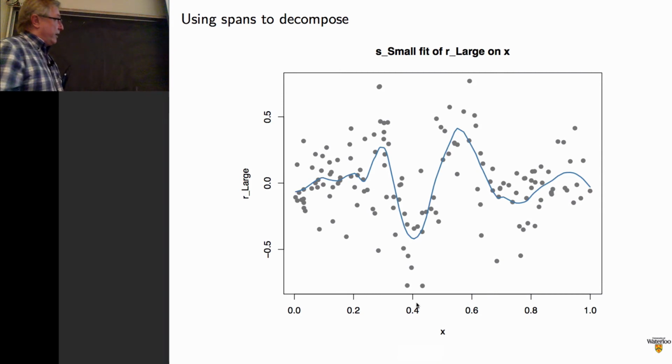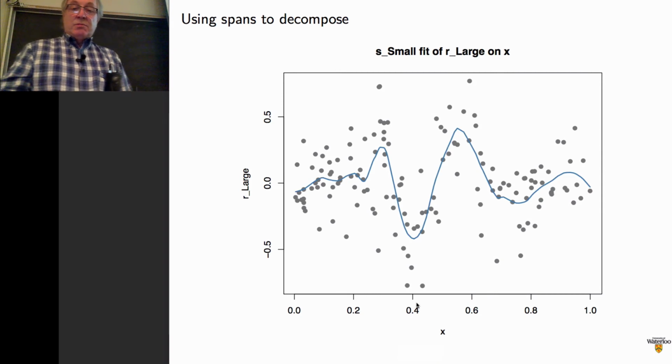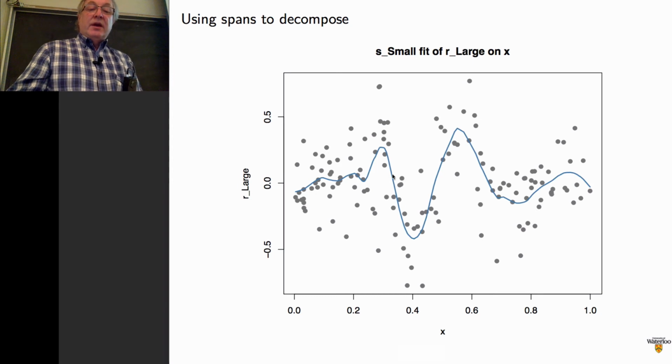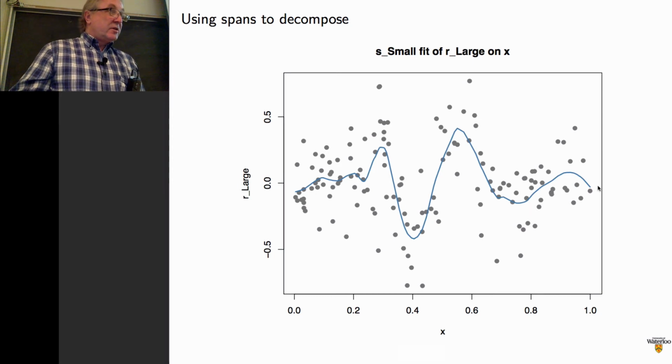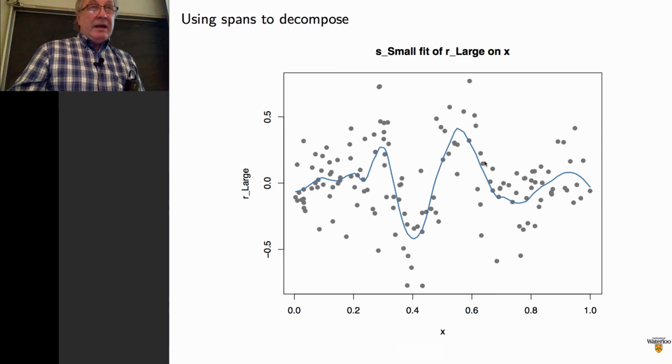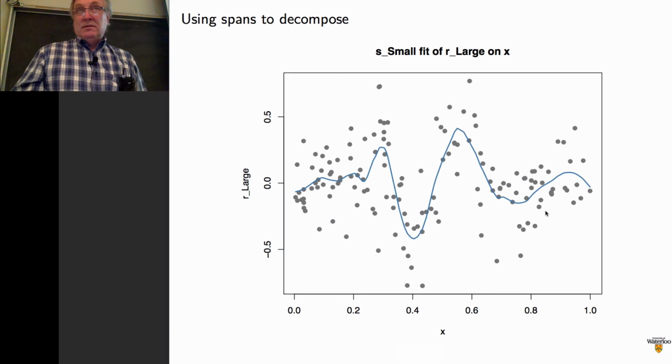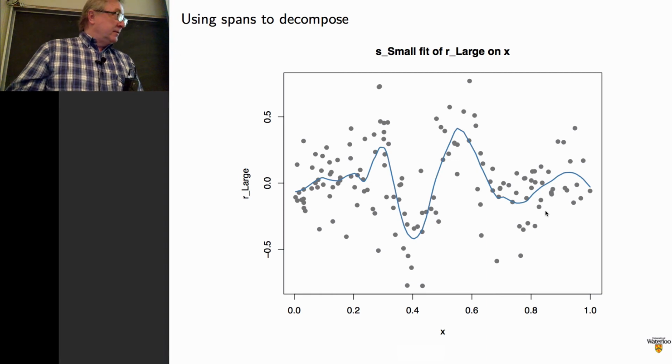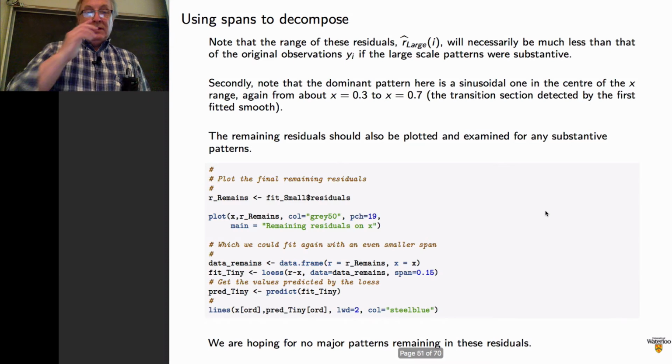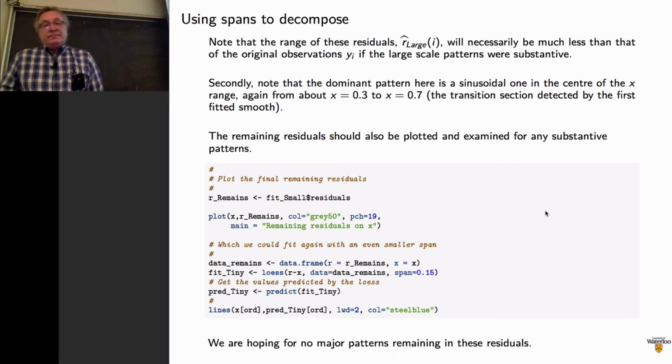So my residuals are the gray dots, and I'm using a smaller span to try and get the smooth, any structure that's remaining. And those are the kind of little bumps that we saw before where there were abrupt changes. Okay, so it's trying to capture the remaining structure with a smaller span. Make sense? Any questions? Okay.